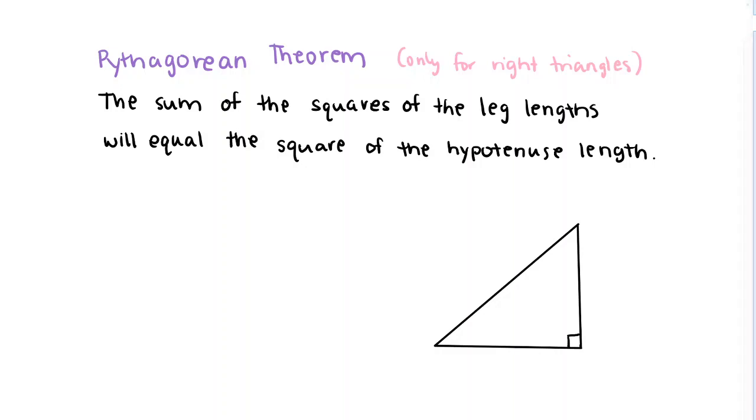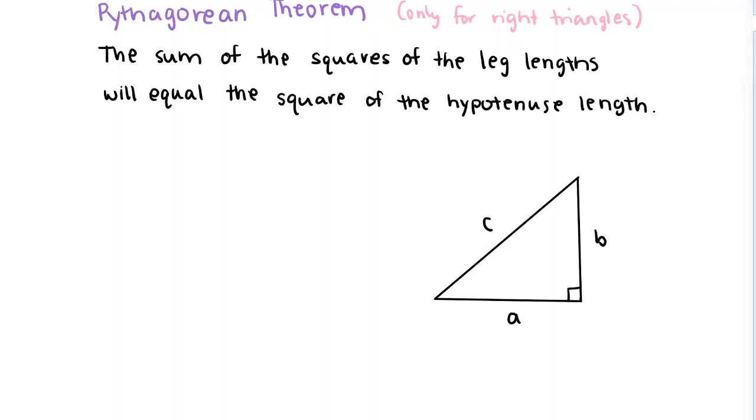Usually, if you have a right triangle and you label it with side lengths A, B, and C, where C is the hypotenuse, A is the side length of one leg, and B is the side length of the other leg, then you usually hear the Pythagorean theorem referred to as A squared plus B squared is equal to C squared. So the sum of the squares of the legs is equal to the hypotenuse squared.